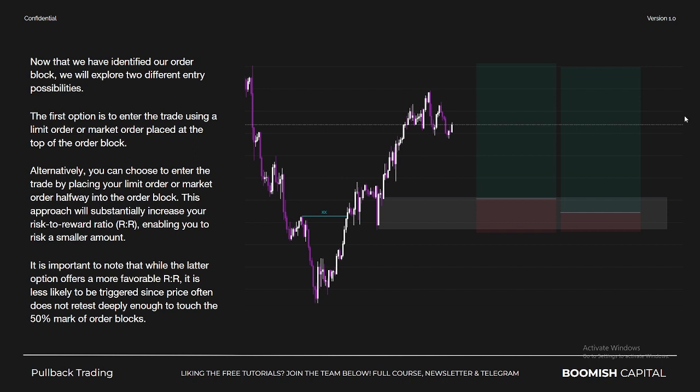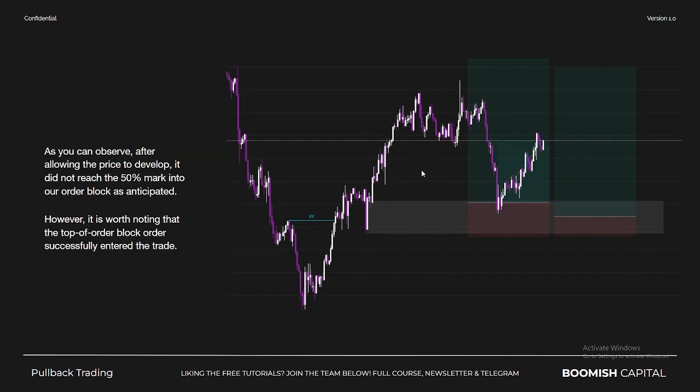you're taking. So this one is usually the one I would be taking for limit orders, and the one on the left, which is a full at the top of the order block trade, is something I would only be taking as market orders. But that's up to you, what your risk to reward strategy is and how you trade.